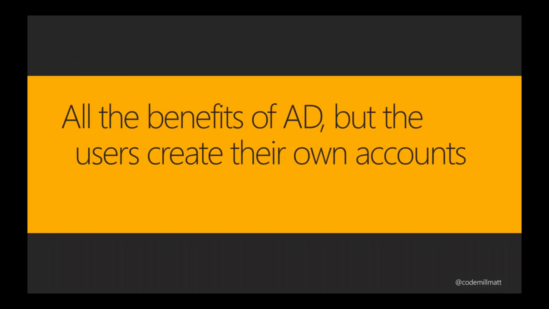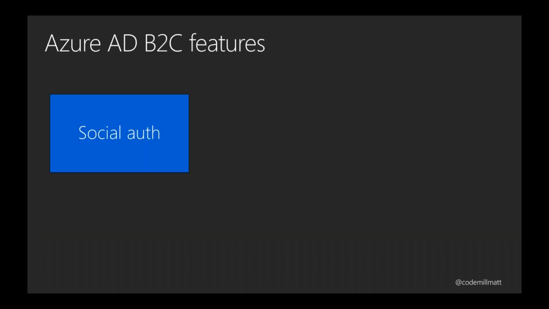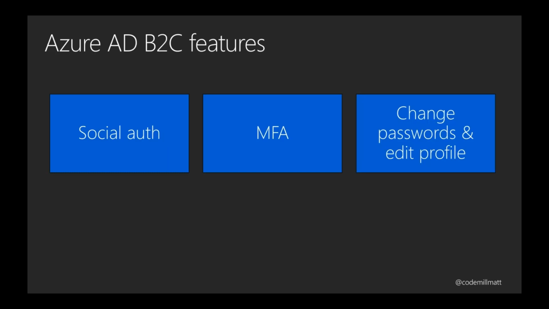So we'll wrap it up here. B2C gives you the benefits of Azure Active Directory with all the users, and you can still have what I'll call the pre-known users, your employees in a corporate setting, but you also can have users create their own accounts as well. And the features of B2C is that you get social authentication. You can have people log in with Twitter or Facebook or GitHub. You have multi-factor authentication where it's going to come through in a text message.